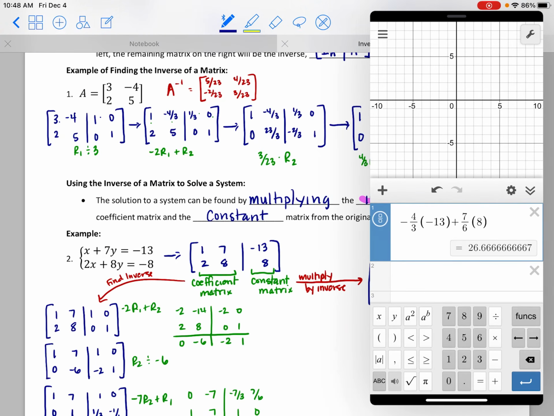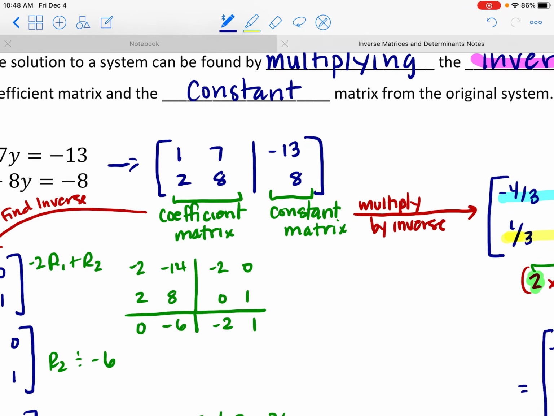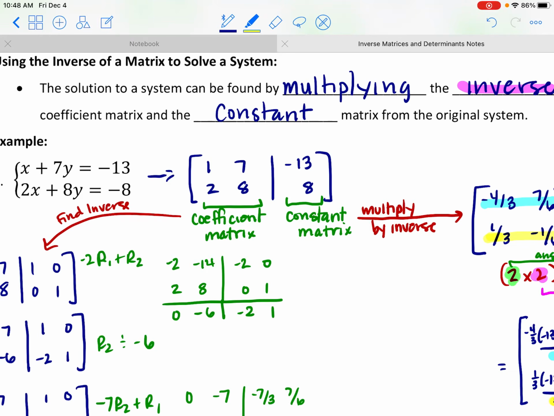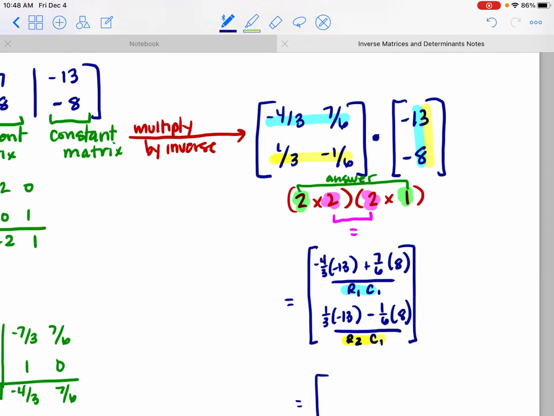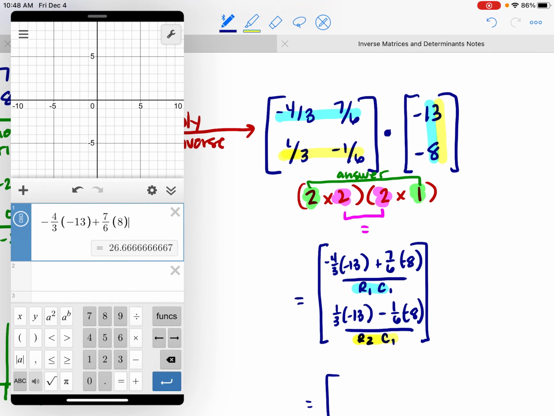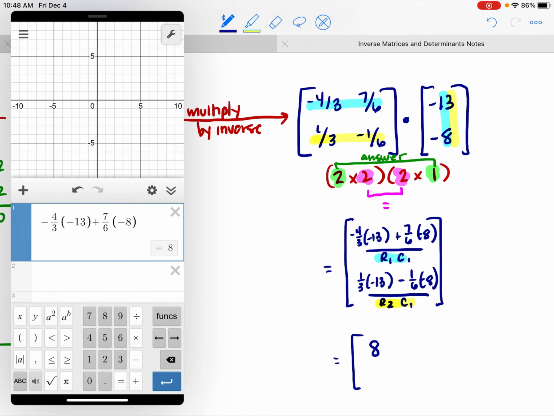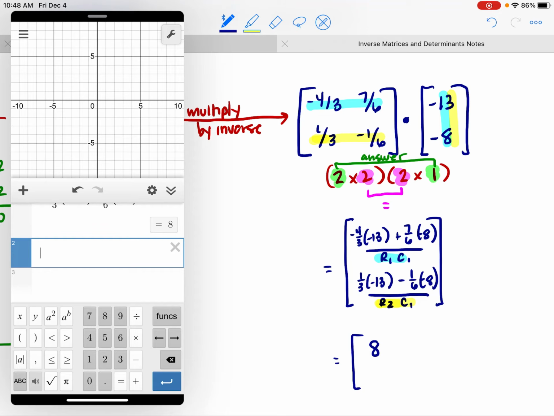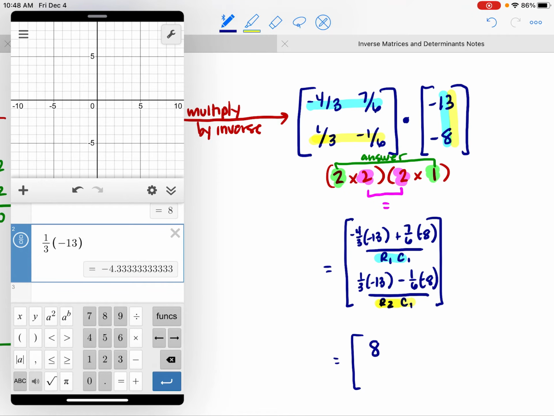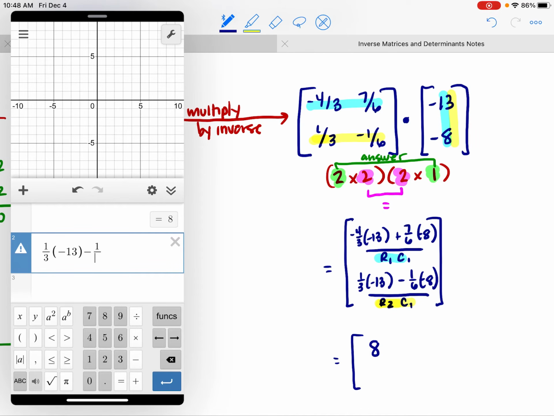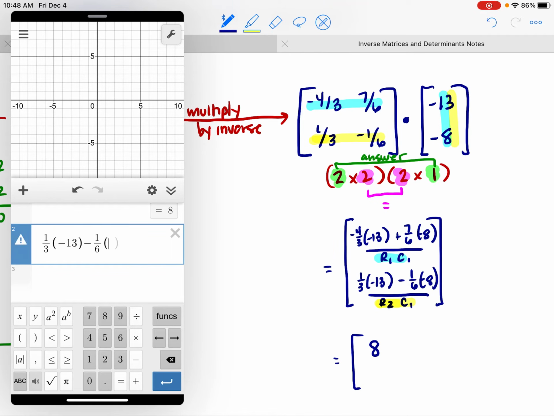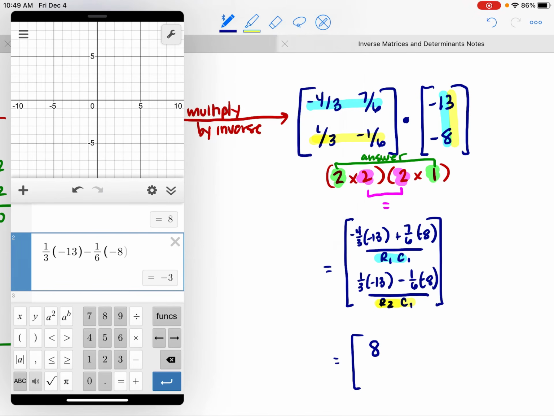Just to make sure, I felt like the answer was going to work out nicely, and maybe you were noticing I made a little goof here. Among other goofs, this was a negative, which I forgot to carry over. So that negative needs to be there, and there, and there. Let's put a negative in there. I was expecting a nicer answer. So this should be a negative 8, and now we're going to do the other part, row 2, column 1. 1 over 3 multiplied by negative 13, and then minus 1 over 6 multiplied by negative 8, and that gives me a negative 3 in this spot.